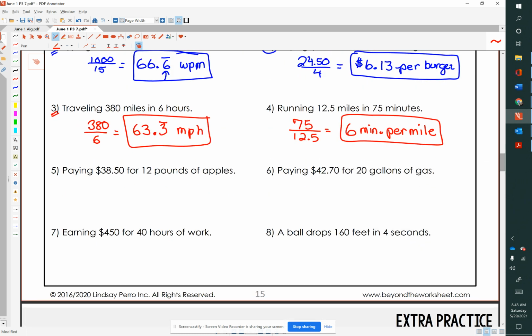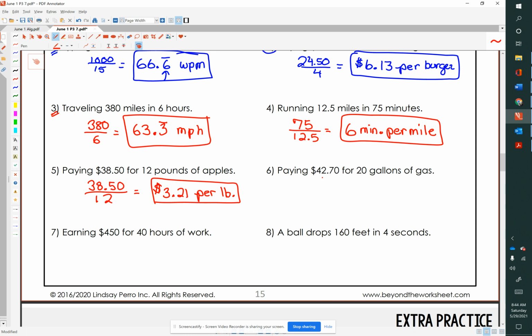That is a lot. So how about paying $38.50 for 12 pounds of apples? Let's find out how much 1 pound is. And when we divide, this is money, so we'll use the dollar sign. That would be $3.21 per pound. And the abbreviation for pound is LB.